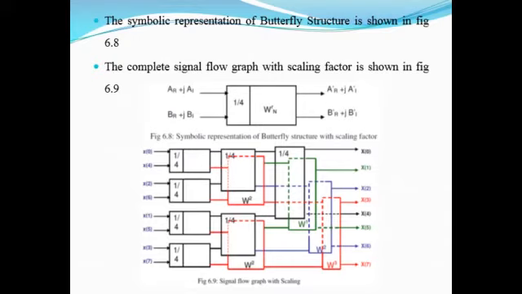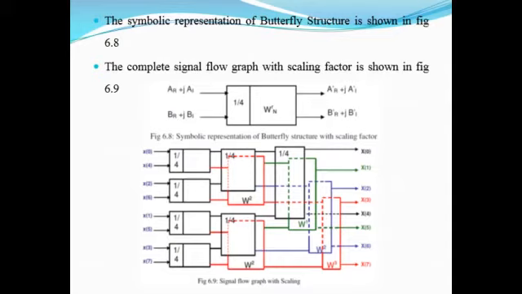Similarly, if I proceed with the number of stages, for n equal to 8, we have 3 stages. The same concept is considered here. So this is stage 1, this is stage 2, this is stage 3. Instead of writing the signal flow graph by connecting the inputs and the outputs, I have just replaced it by symbolic representation. So this is 1 by 4, which is a scaling factor. This is again a scaling factor for these 2 inputs. This is the scaling factor for 2 inputs. This is the scaling factor for 2 more inputs.